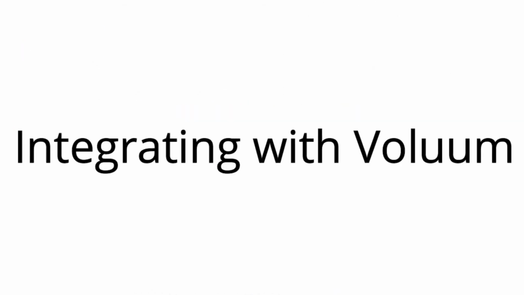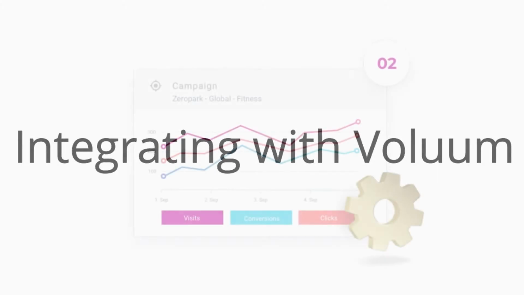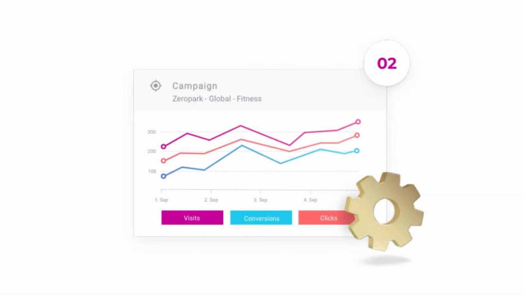All right, great. So let's talk about integration with Volume. Since Zeropark is integrated with Volume, you can do everything in one dashboard, which basically means you don't need to go between different screens and do quick bids on the fly, and you have more control over your campaign. So the following video is going to talk about the why.